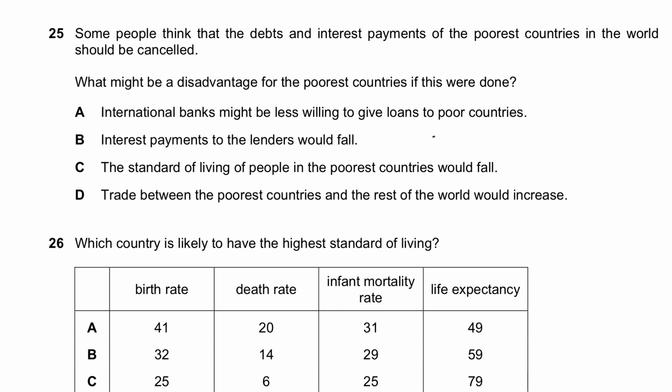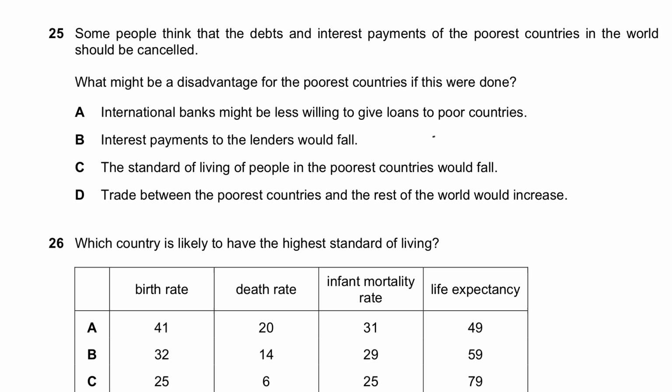Number 25 says some people think that the debts and interest payments of the poorest countries in the world should be cancelled. What might be a disadvantage for the poorest countries if this was done? Well, one way to look at it is that it's good if the debt and the interest payments of the poorest countries are forgiven, are cancelled, so that they no longer need to pay those loans, and this will help them in terms of using the same money for some other projects.